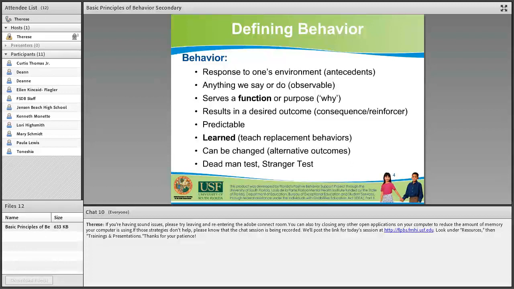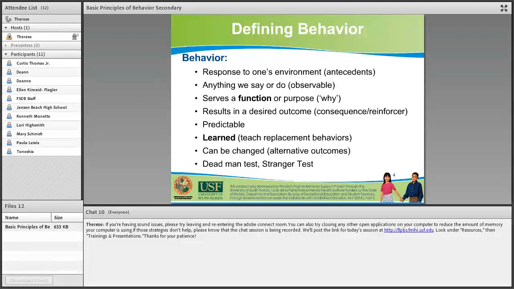All behavior serves a function, which we also call the purpose of behavior, or why the student's engaging in the behavior, what are they getting out of it. Now, those basic principles are really robust and they apply to just about all kinds of behaviors. So as a result, we know that behavior is predictable. If those principles didn't apply to most behaviors, then we wouldn't have them. They wouldn't be very useful to us. So behavior is predictable. It's learned. And what that means is that you are able to teach replacement behaviors. And because it's learned, it can also be changed. So if you provide some alternative outcomes or change some of those environmental variables, you can change the problem behavior so it's no longer necessary.